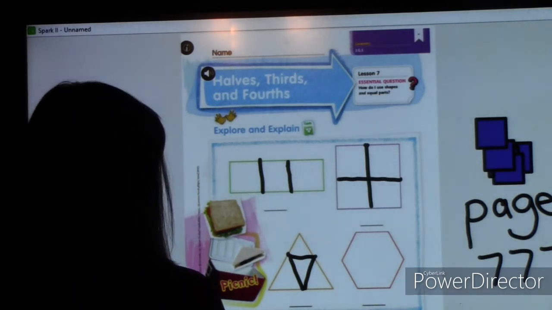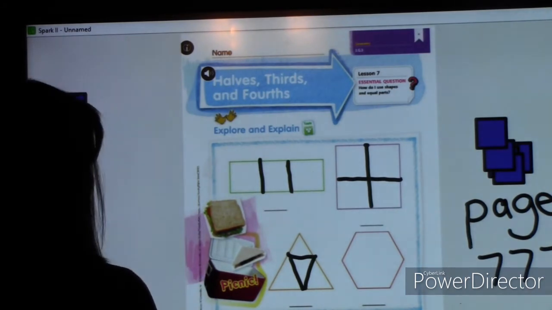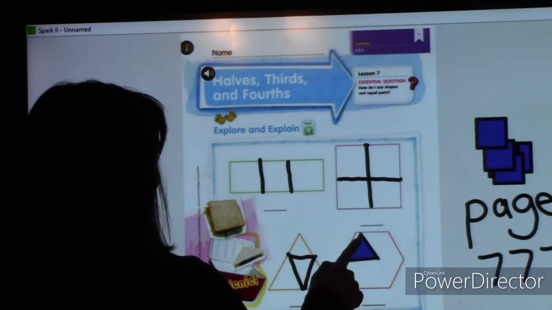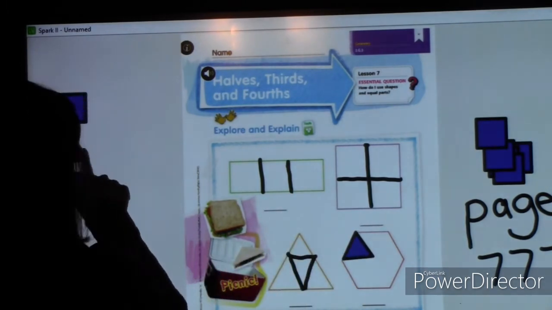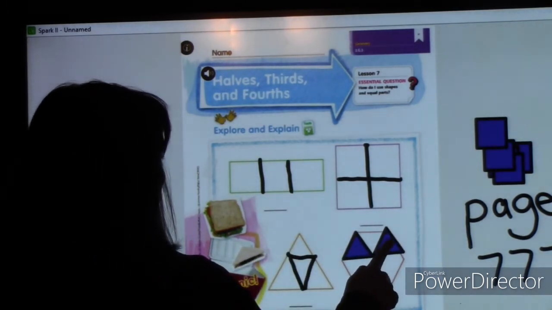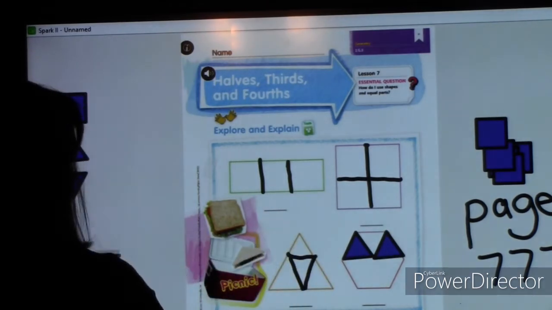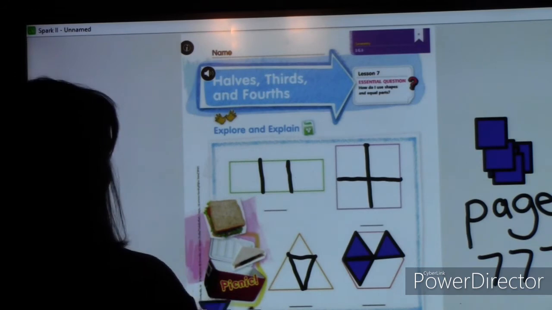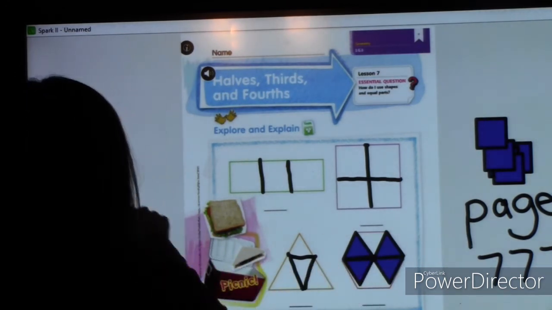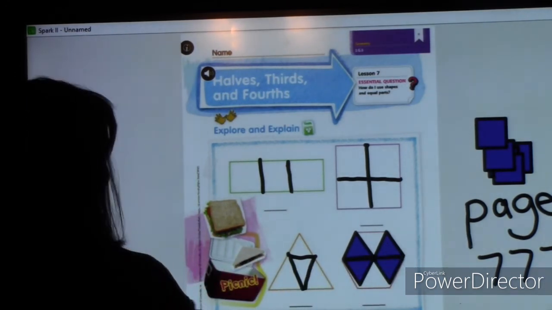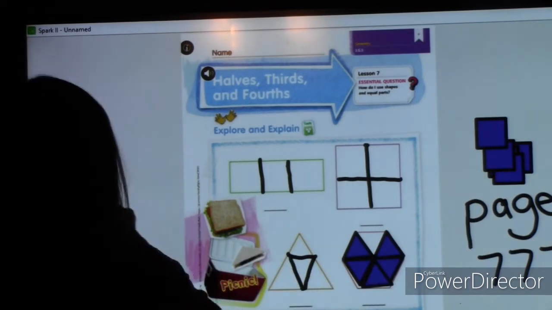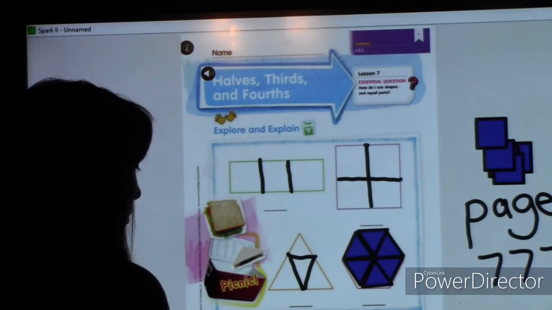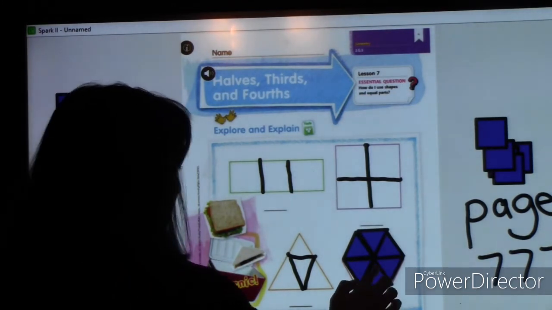Our last shape is a hexagon. We're going to divide our hexagon into triangles as well. So we have 1, 2, 3, 4, 5, 6. So we have 6 triangles there.